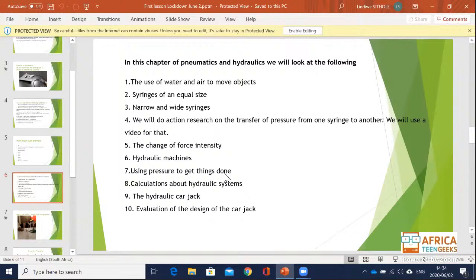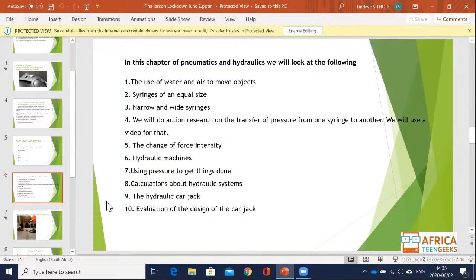Using pressure to get things done, looking at how pressure is used in pneumatic and hydraulic systems. We'll also do calculations about hydraulic systems. That will be our third lesson. We will also look at what we always see, the hydraulic car jack. We'll study that and see how it works. And then we'll make an evaluation of the design of the car jack. Why are these machines made like that?